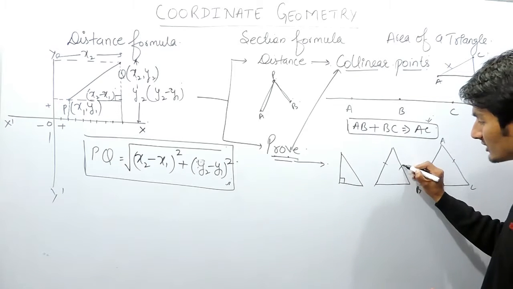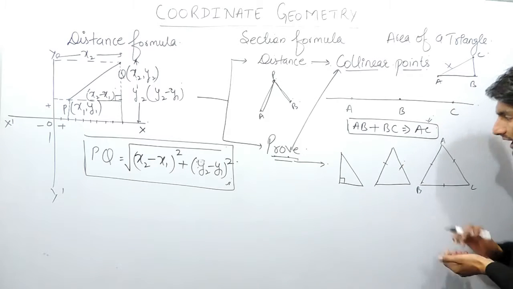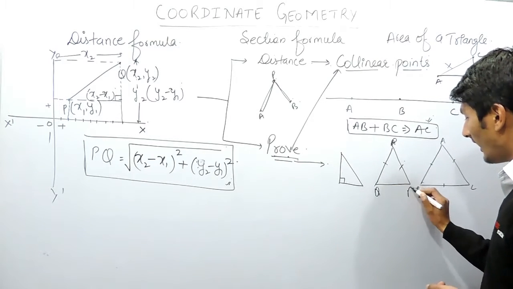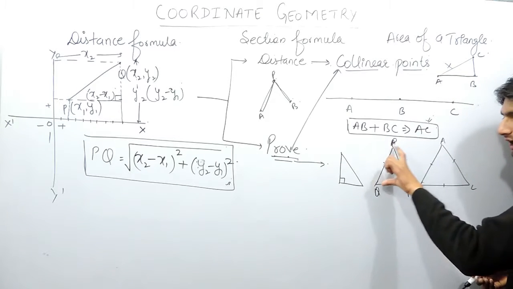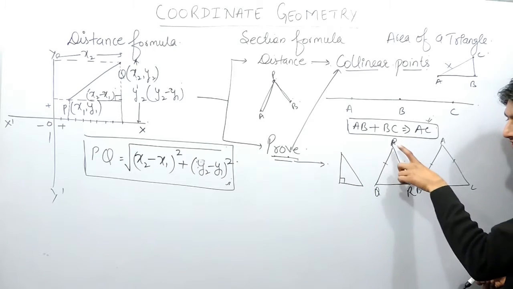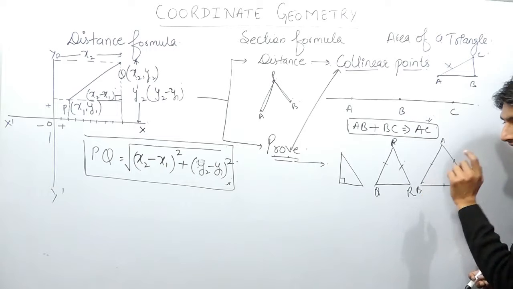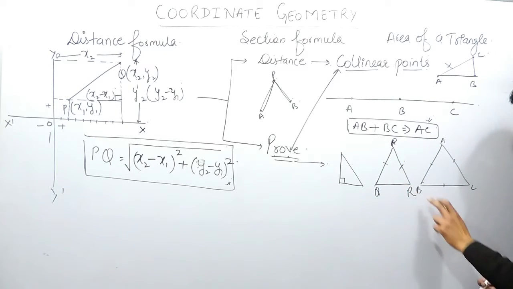In an isosceles triangle, if I have to prove that PQR is an isosceles triangle, then again you have to find the distance between all 3 points, and if 2 sides in that triangle are equal, then that is an isosceles triangle.